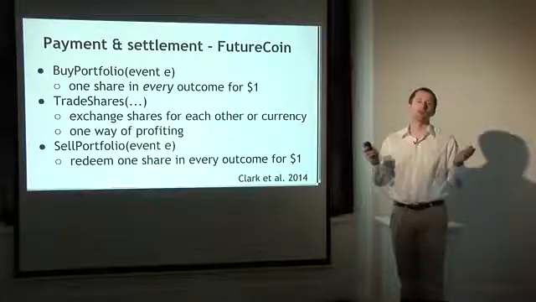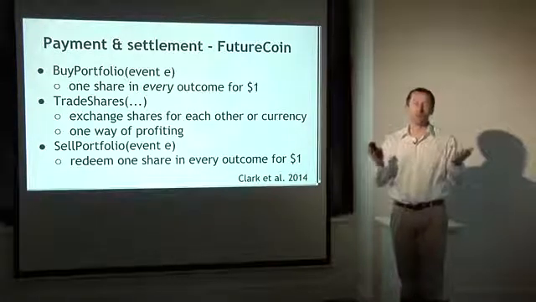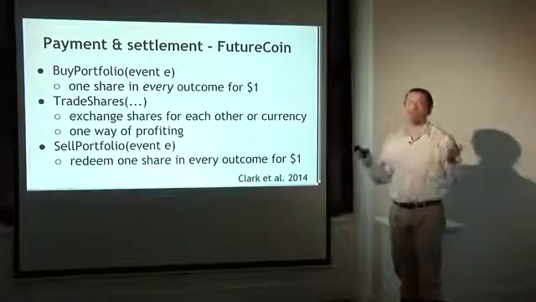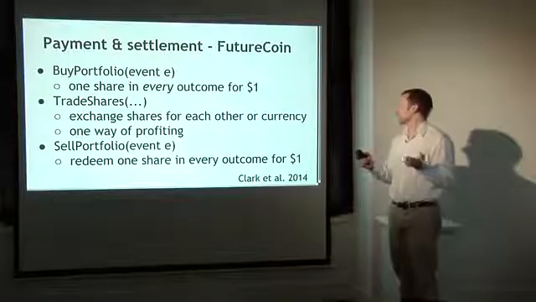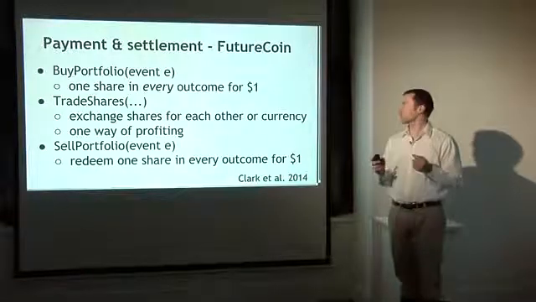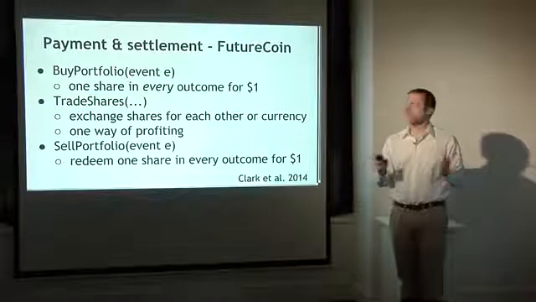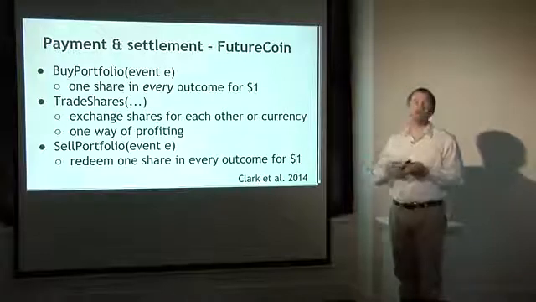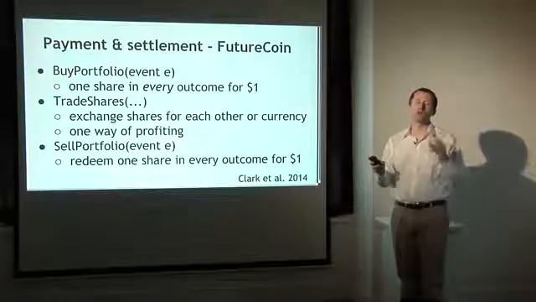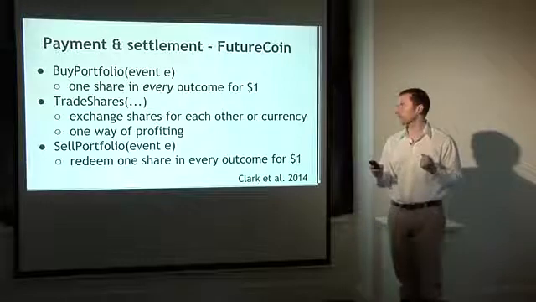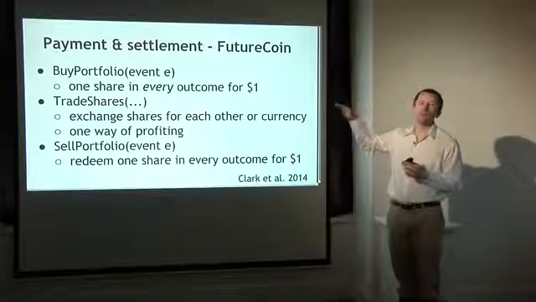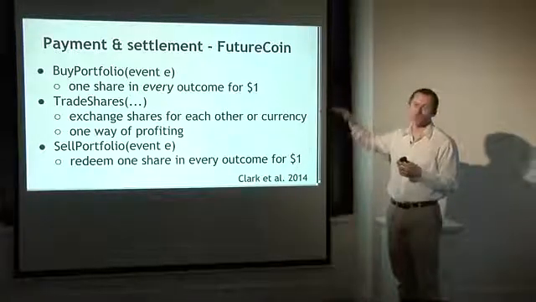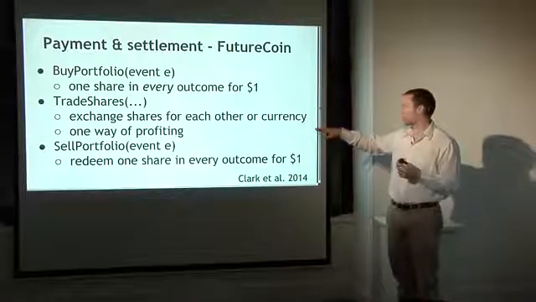So the idea is that for $1 or one FutureCoin, you buy a share in every possible outcome. So say this was the World Cup, there's 32 teams entered. For one FutureCoin, you buy a share in every possible team. And then on the bottom here, there's a sell portfolio, which lets you sell a share in every outcome to get one FutureCoin, one unit of currency back. So obviously those two match. So for one FutureCoin, you can buy a share in every outcome, and you can turn a share in every outcome back into one FutureCoin.